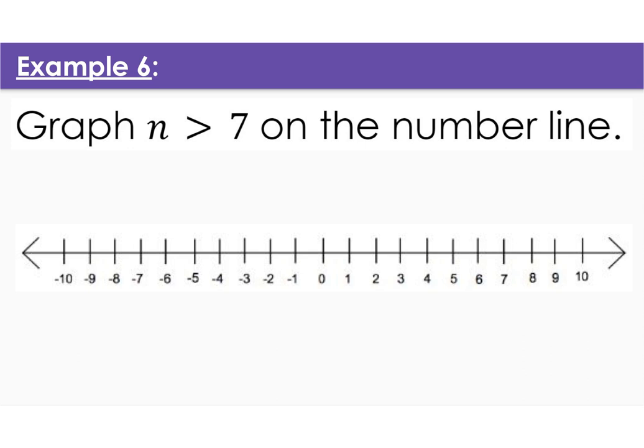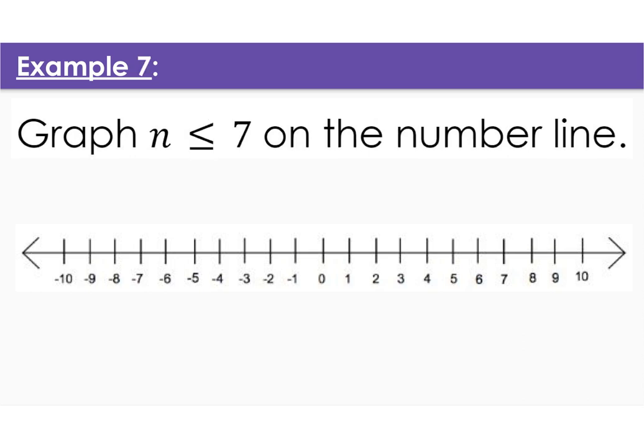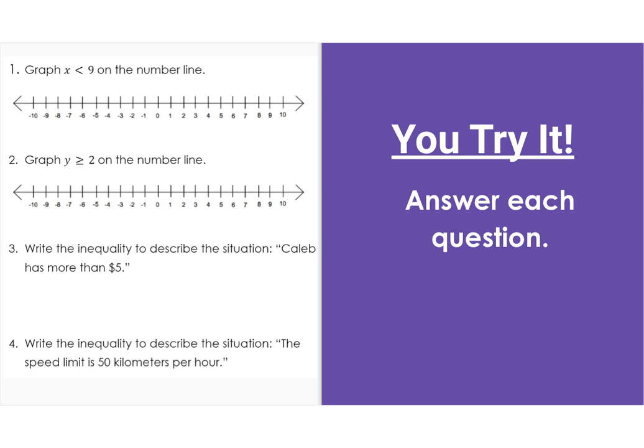N is greater than 7, so that's an open circle at 7, and which way will be greater than? So is 8 greater than 7? Yes, then that means I go and draw the arrow to the right. N is less than or equal to 7, so we're going to start with a closed circle at 7, and we're going to go in the less than direction and draw our arrow. Okay, you try it.